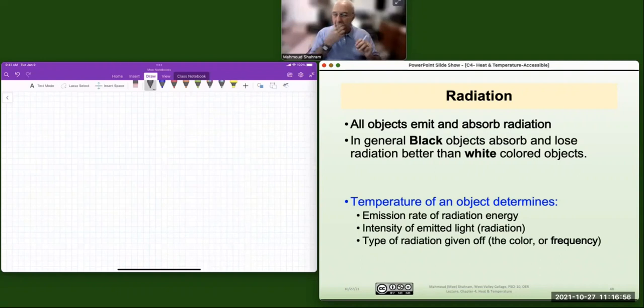The temperature of that body, of that object, tells us the rate of emission of radiation from that body, the intensity of that radiation. And also, what's the nature of that radiation? Is it a white light, or is it an infrared radiation? Or is it a microwave radiation? Or is it radio wave radiation?